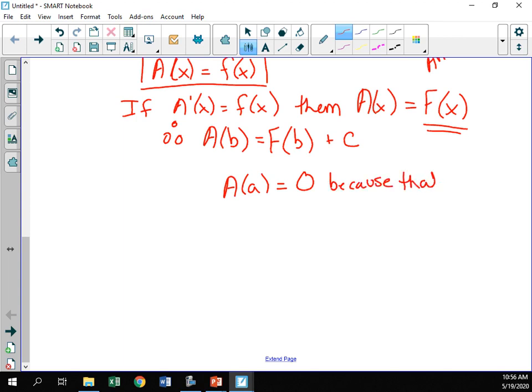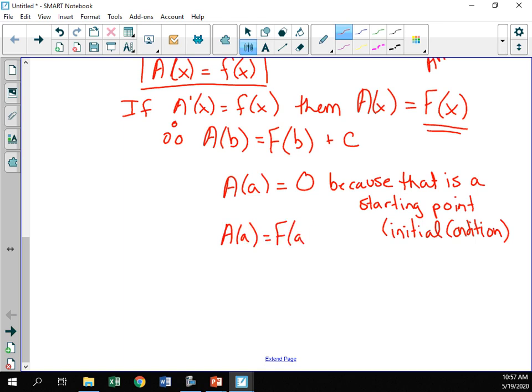that is a starting point, which is our initial condition to help us find that constant of our antiderivative, which I'll explain later. So a at a is just f at a plus my constant, 0 is equal to f at a plus my constant, and so c is equal to negative f at a.